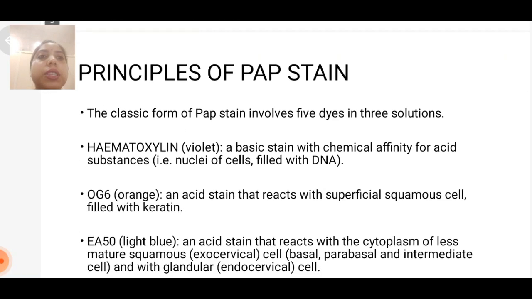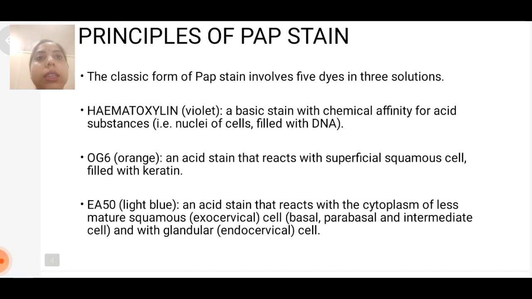Here is the principle for PAP stain. The classic form of PAP stain involves 5 dyes in 3 solutions. First one, hematoxylin, that is violet in color, then OG6, which is orange G6, in orange color, then eosin azure 50, that is light blue. Hematoxylin is a basic stain which has chemical affinity for acid substances, that is the nuclei of cells, which are filled with DNA, that is deoxyribonucleic acid.